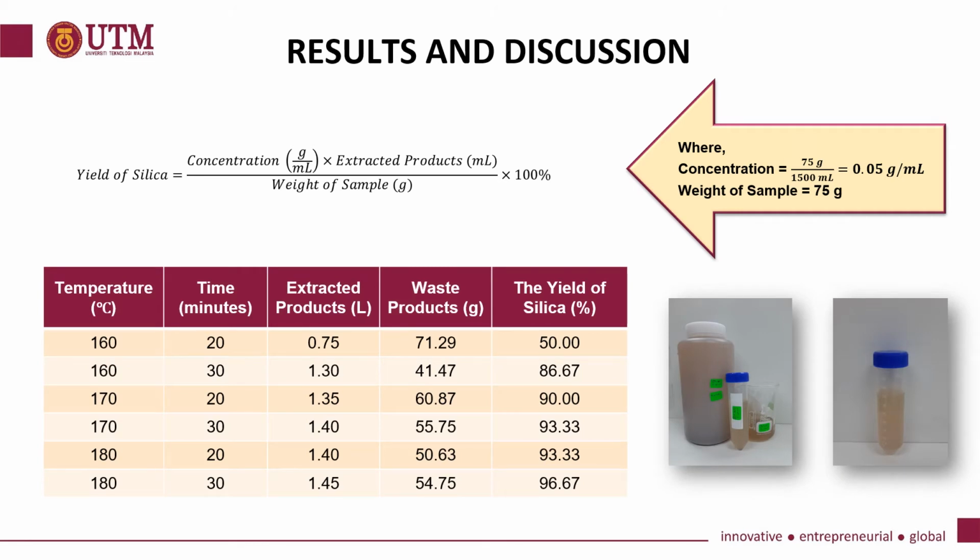Based on the table, 180 degrees Celsius and 30 minutes were found to be the optimum condition for the heating temperature and extraction time. Under the optimum condition, the silica yield was 96.67%, which is the highest among the other conditions. The figure showed the silica extracts that have been collected in the experiments during the optimum condition.